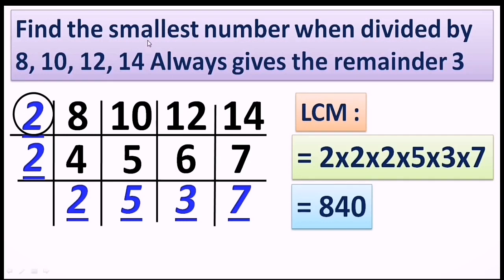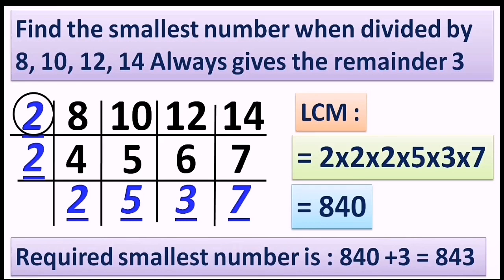So what does the trick say? The word gives you the hint: smallest number means I need to find the LCM, right? And we have already found the LCM, correct? Now what to do? This 840, the LCM, is present in the tables of 8, 10, 12 and 14, and it is the smallest among them. I need to find such a number that will give remainder 3, so I just add 3 to the LCM and the answer will be 843.